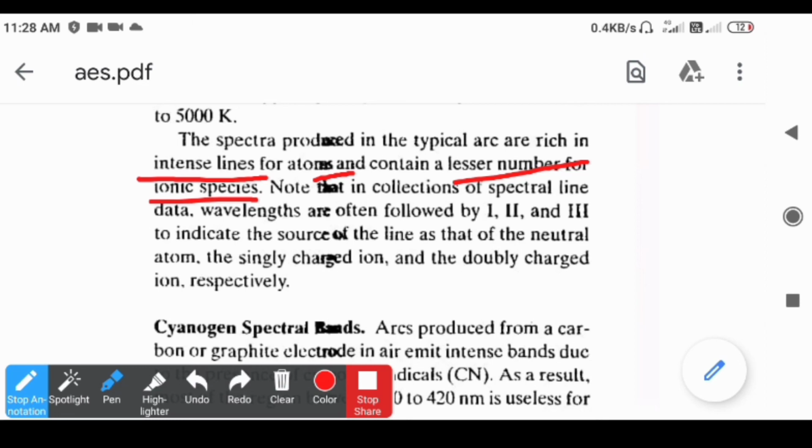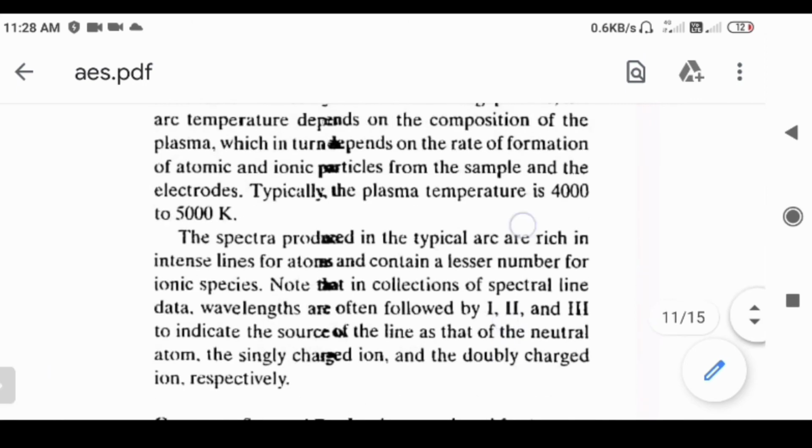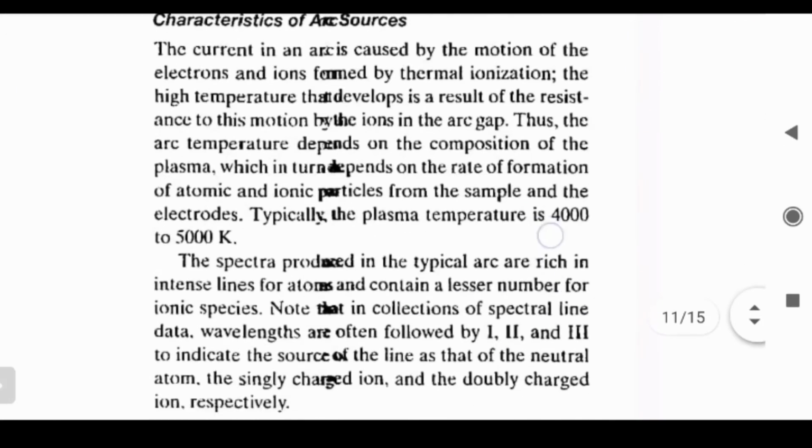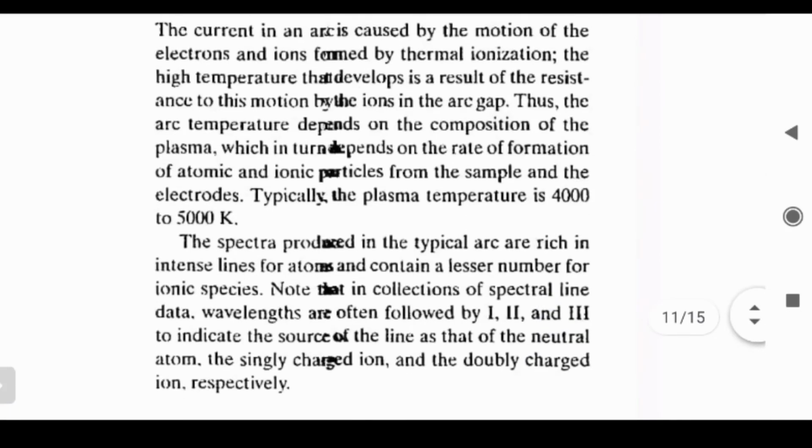The neutral atom, singly charged ion and doubly charged ion show separate spectral lines. So for a singly charged ion, a doubly charged ion or the neutral atom, we get separate lines for particular elements. These are the principle and characteristics of arc sources. There are limitations also for these arc sources, which we can see in the next lecture.